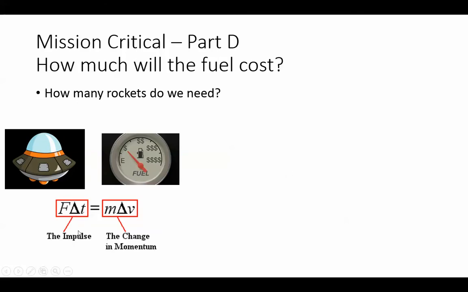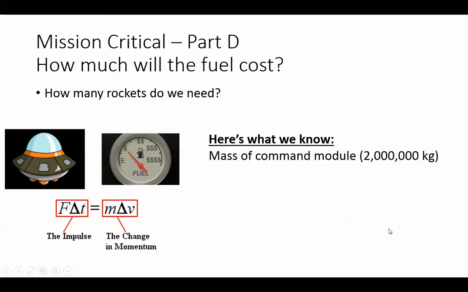If you don't remember that, that's force times change in time is equal to the change in momentum, mass times change in velocity. And we're going to plug in different parts of this equation in a way that I'll show you in just a moment. The things that we know for this first part, the things that we know to solve for how many rockets, is a relatively short list.